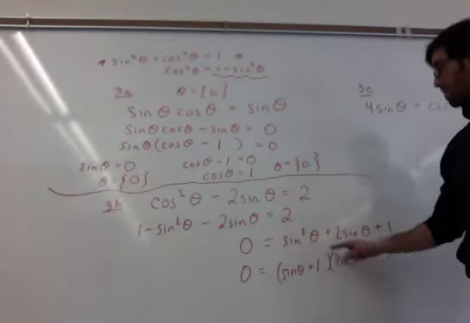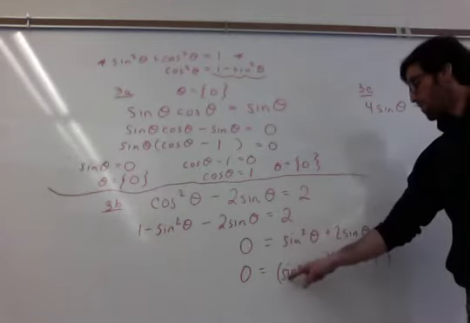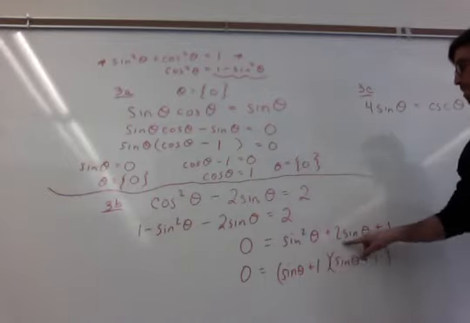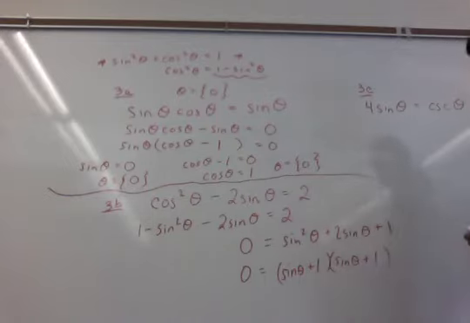Sine theta times sine theta would be sine squared theta. And then sine theta times 1 is 1 sine theta. Here's another 1 sine theta to make the 2 sine theta. And then 1 times 1 is 1.